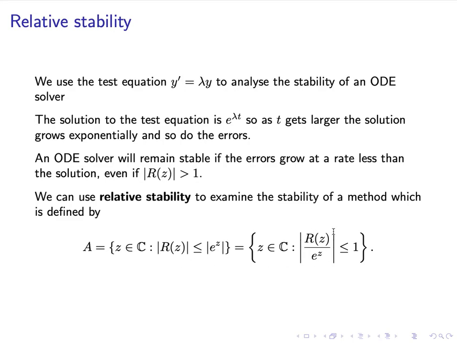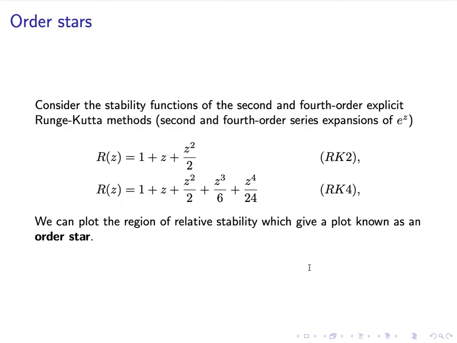Alternatively, we could write it like this. So we divide the stability function R(z) by e to the z, and we look for where the modulus of this value is less than or equal to 1. So where R(z) over e to the z, the modulus of that value, is less than or equal to 1, we have relative stability, and our methods will still remain stable. Okay, with relative stability, we can plot the regions of relative stability, which gives us a concept of an order star.